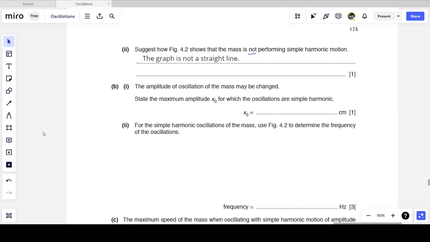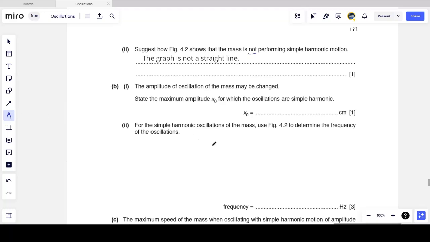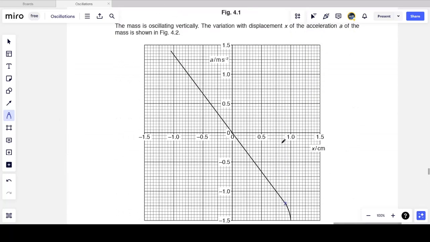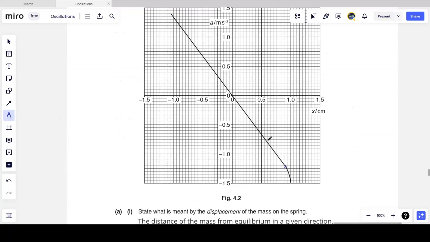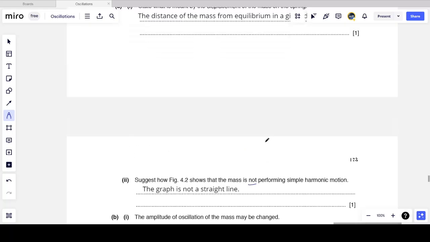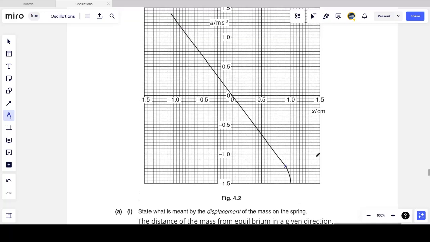We are told that the amplitude of oscillation of the mass may be changed, and we want to state the maximum amplitude, x0, for which the oscillations are simple harmonic. So if we reduce the amplitude from what it is here, we might get a straight line oscillation. And so we want to know the amplitude if the graph is going to be straight. And so what I'm going to do is read the point off on the graph where I've drawn the x, where the straight line begins to curve.